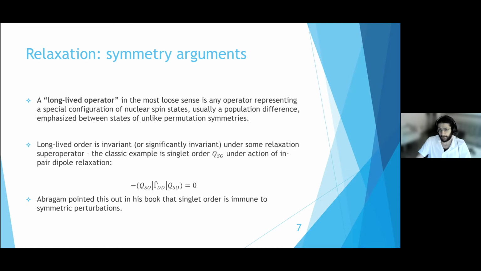The most common example, a very classic one, is a singlet order in a system of two spin halves under the action of in-pair dipole relaxation. In proton spin systems, for example, this is the dominant relaxation mechanism. But if you have a singlet order in a proton spin pair, then that relaxation mechanism no longer has any contribution. And Abraham actually discussed this in his very old book.